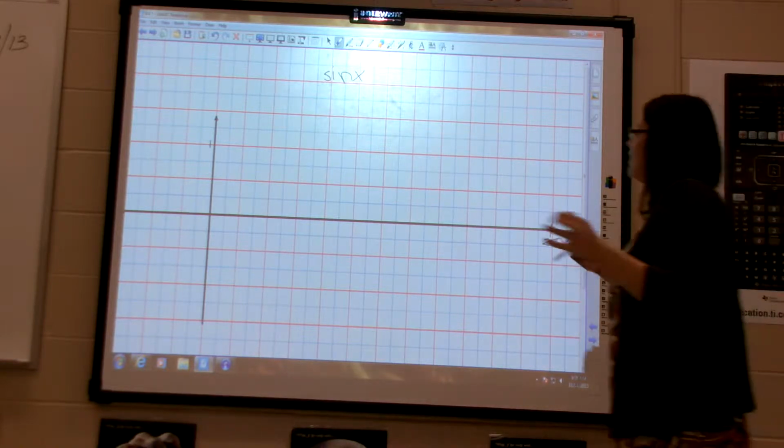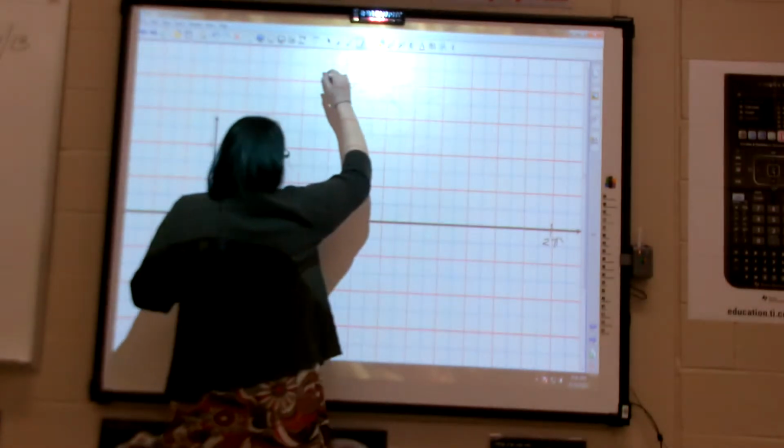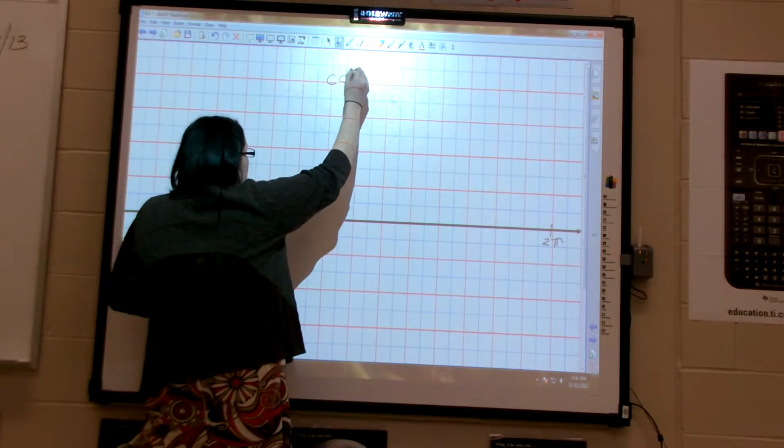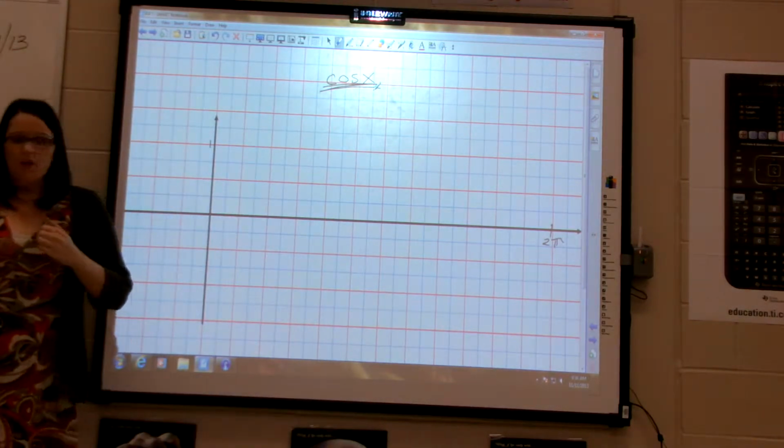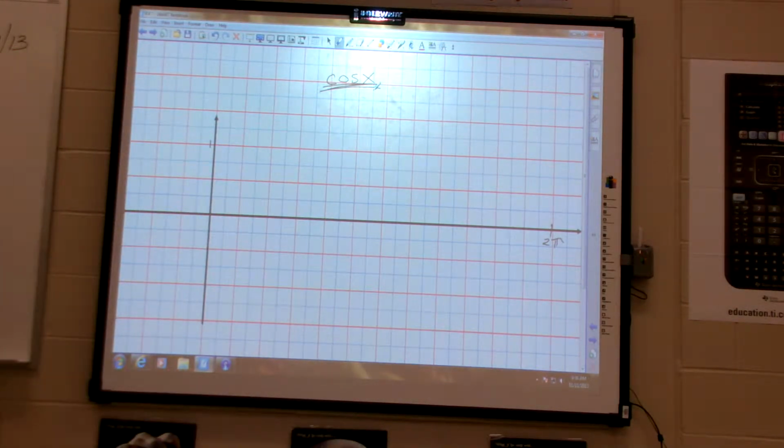Let's graph cosine first, simply because it's easier to graph first. I think it'll be easier for you guys. We haven't actually started it, so we'll graph cosine first. Okay, we have 24 squares.